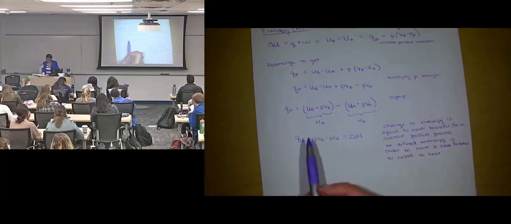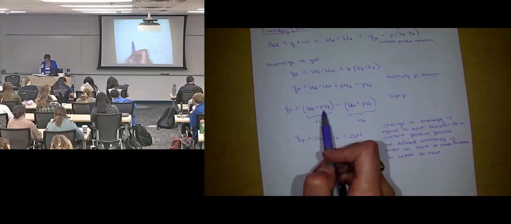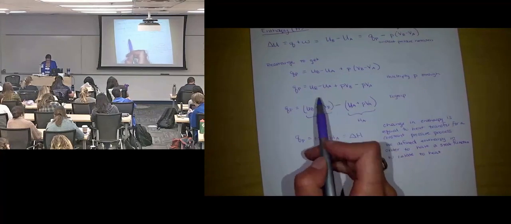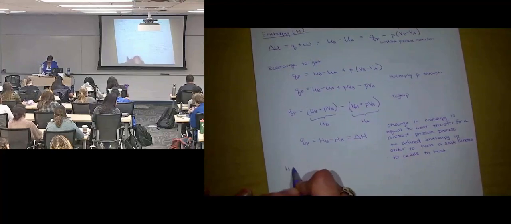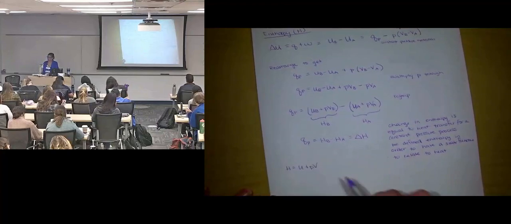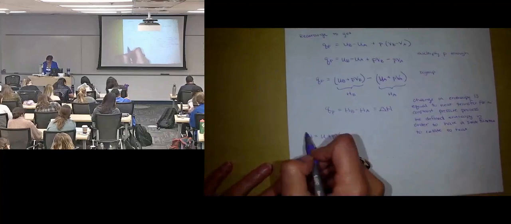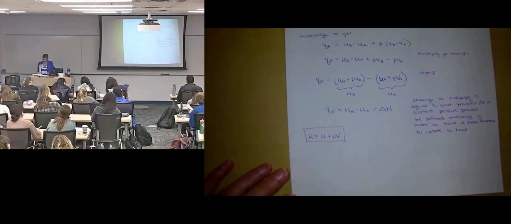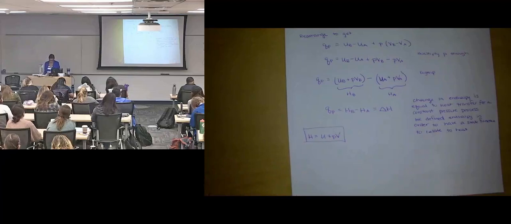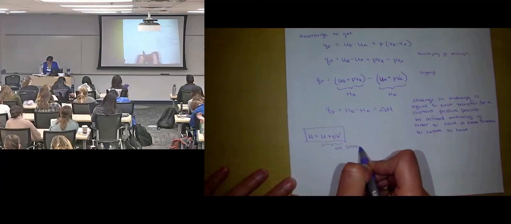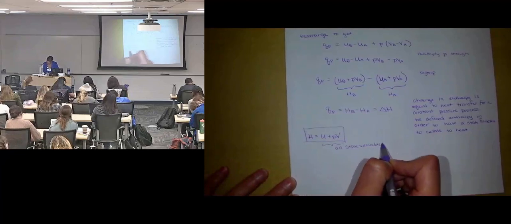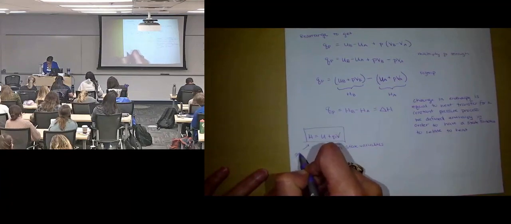And so these are all state variables. We can take pressure at any given point. We can take volume at any given point. We can take internal energy at any given point. So H is equal to U plus PV, this is sort of a generic way to write the definition of enthalpy. Enthalpy is equal to internal energy plus pressure times volume. These are all state variables, which means H is a state function.